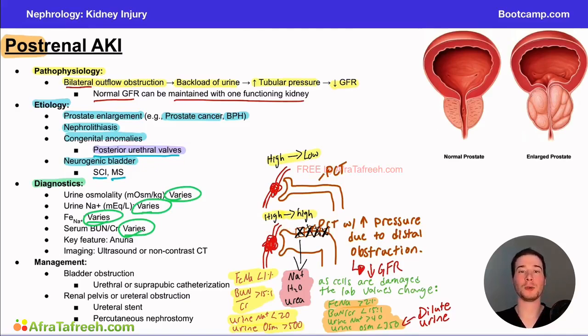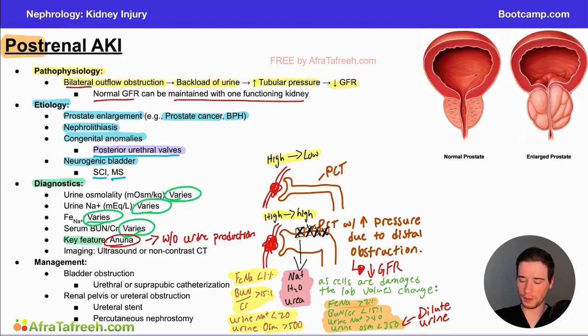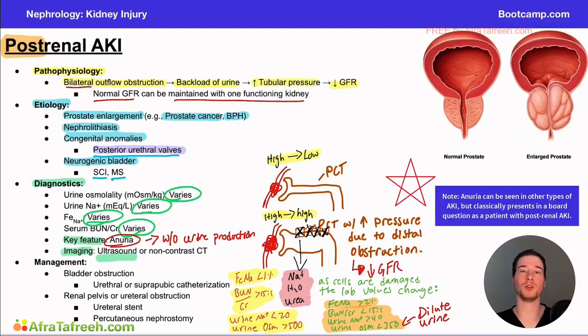Now, the two key things I really need you to know to get your questions right on test day is the key feature, which is anuria. Recall, we said anuria means that patients are not producing urine, or they are without urine production. And the key imaging I want you to know is that of the ultrasound. And the reason is because these will give you the clues that you need to diagnose a patient with a post-renal acute kidney injury. The labs are not as helpful here.